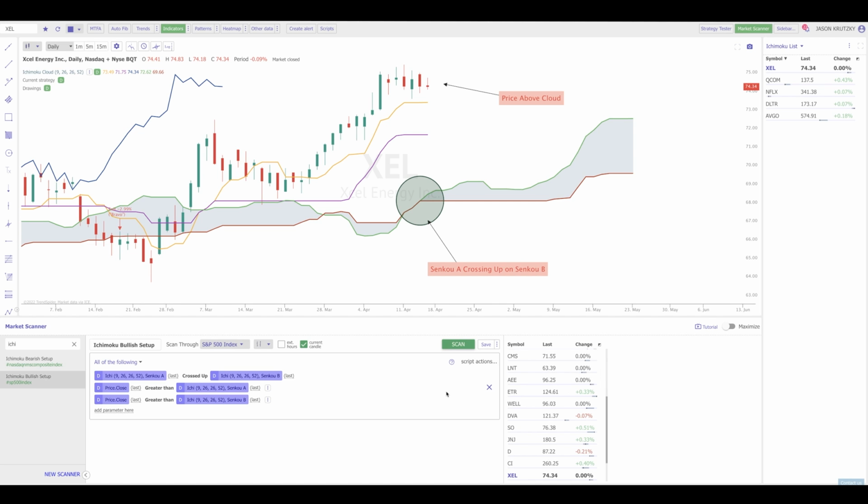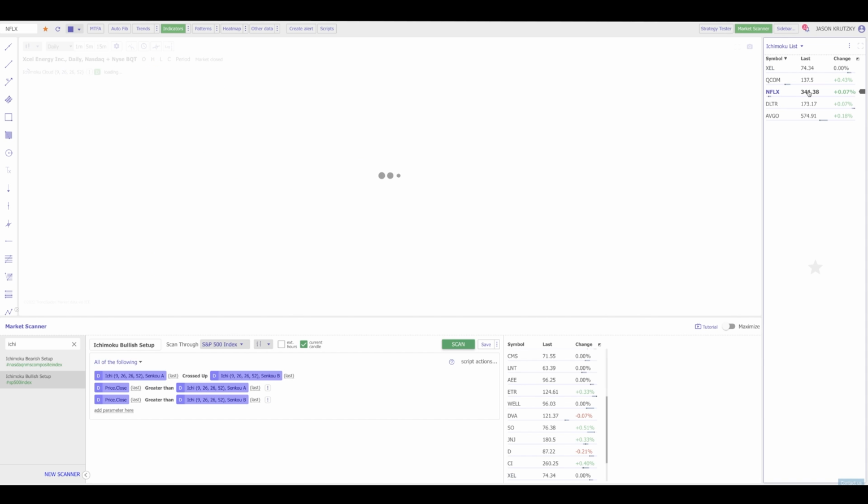The last piece here is, what if you have a particular name that you know performs well when this particular criteria is being met, but this criteria is not being met on that name right now? We can utilize the multi-factor alert and create an alert on that name so that we are alerted when that criteria is being met. First, we need to pick a name. I'm going to go with Netflix here.